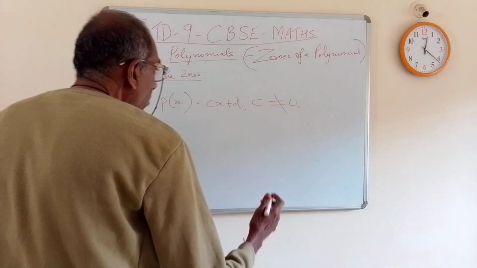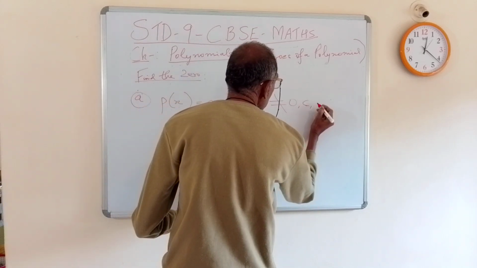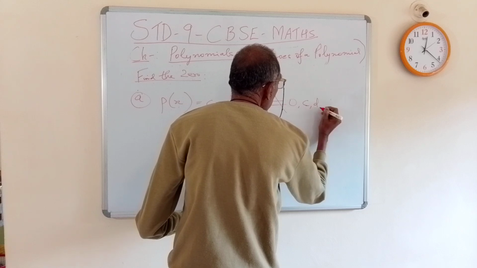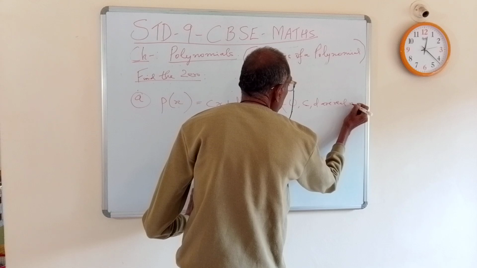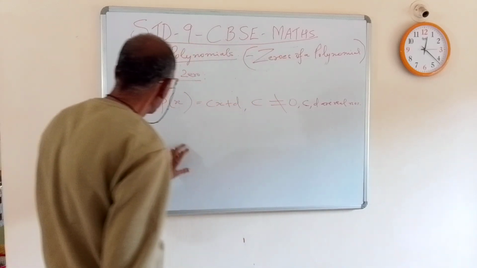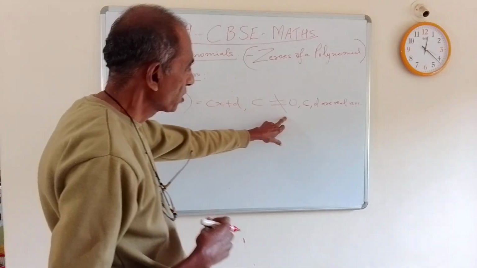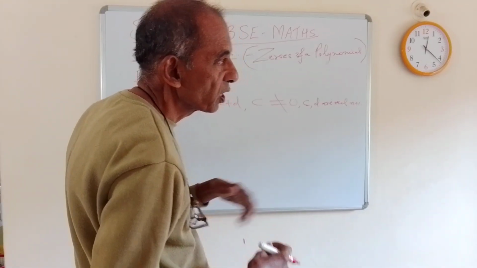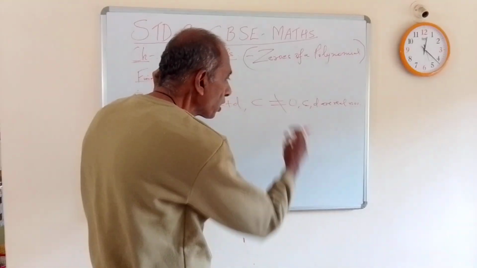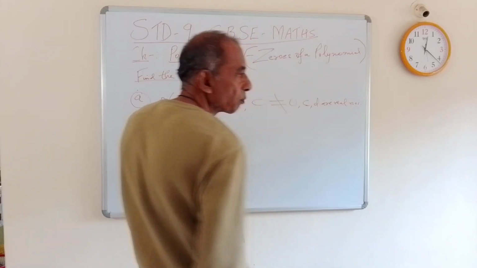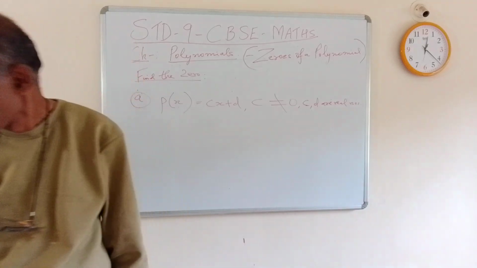And also it is given that c and d are real numbers. So what is given is p(x) is equal to cx plus d, wherein c is not equal to 0. So c can be more than 0 or it can also be less than 0. It is not equal to 0. And c and d are real numbers.